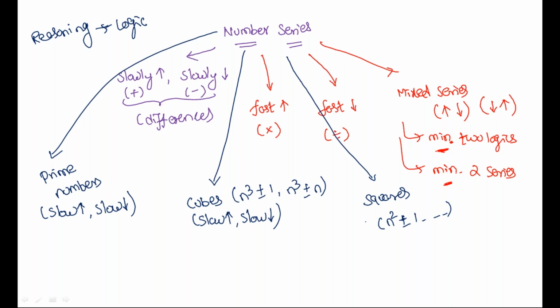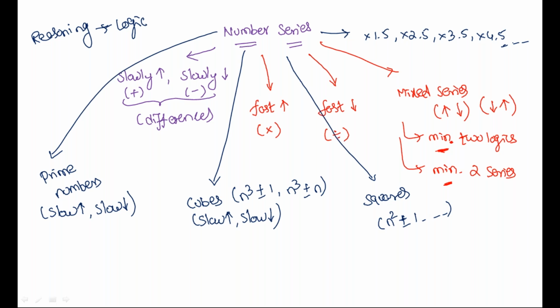But see this: slow increase, slow decrease, fast increase, fast decrease, mixed series, prime numbers, cubes and squares. But last but not the least one is, guys, see this, into 1.5, into 2.5, into 3.5. There, if you perform multiplication with into 2, into 3, it's okay.